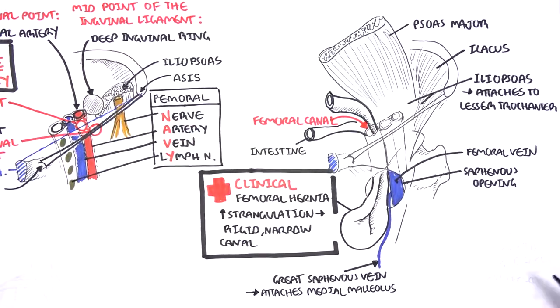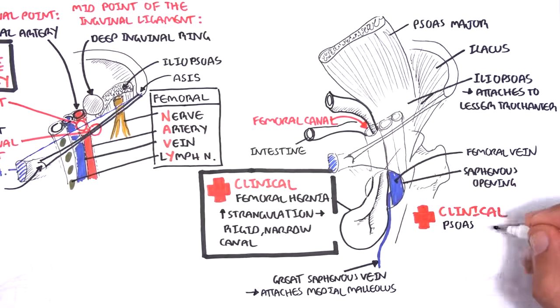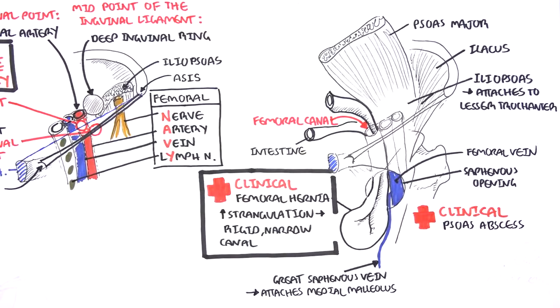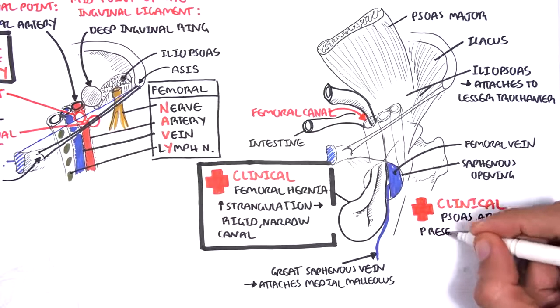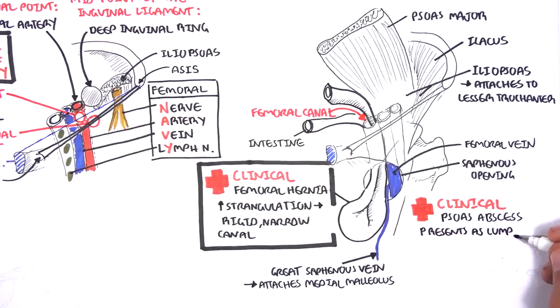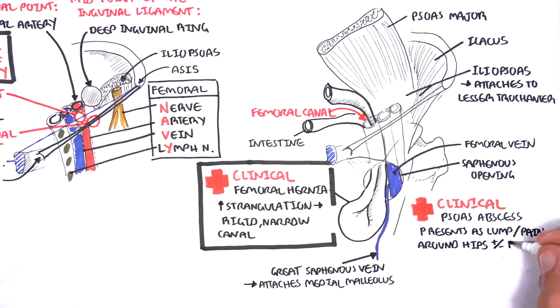Why am I telling you all this? Well, the psoas muscles are important because a condition can arise called psoas abscess. So why am I talking about psoas abscess? Well, psoas abscess can present with a small lump potentially, but mainly pain around the hips, with or without fever.